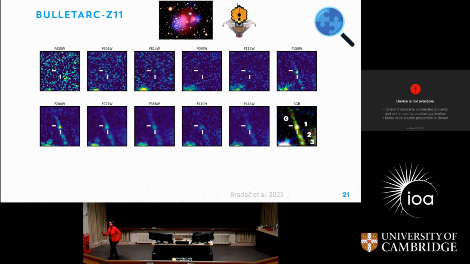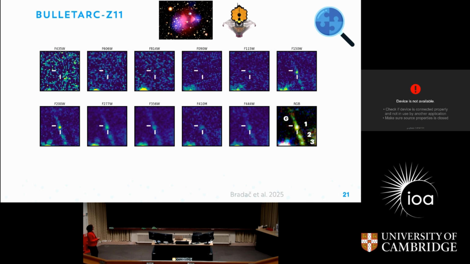But now, of course, the reason why we also secretly imaged this cluster is because I was also excited about high redshift galaxies. And here is one that we detected at redshift 11. So I'm calling it, very imaginatively, Bullet Arc Z11. We don't really have good names in astronomy, okay? So if you think there could be a better name, let me know.